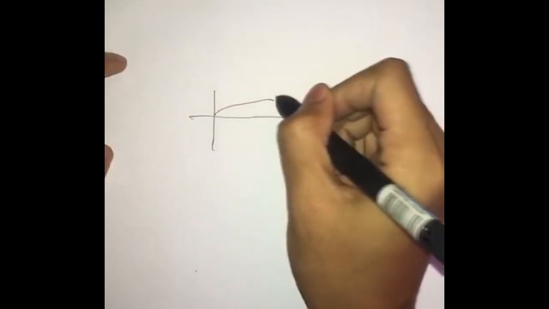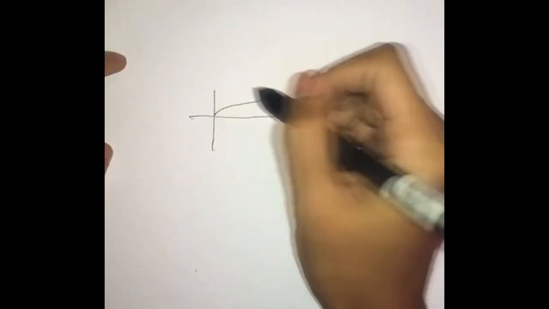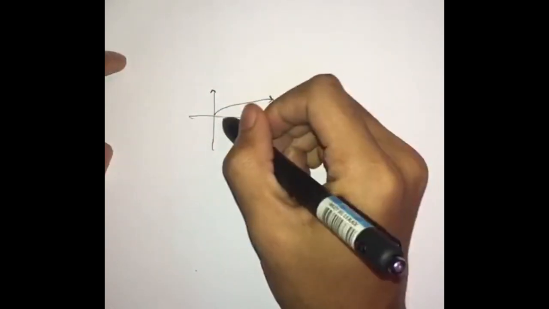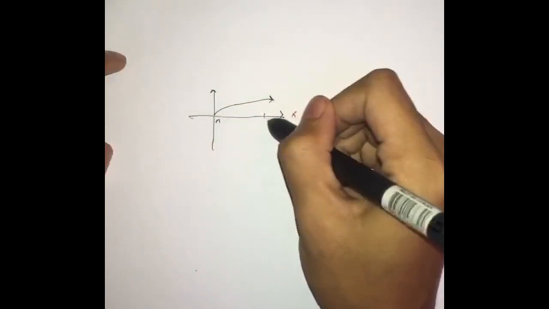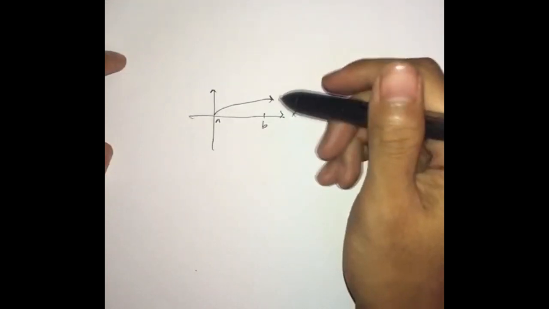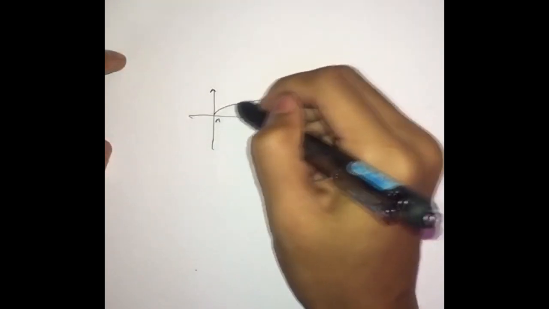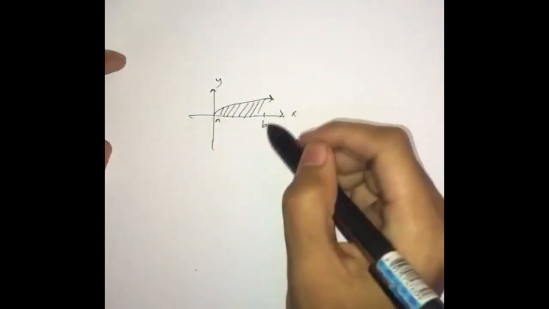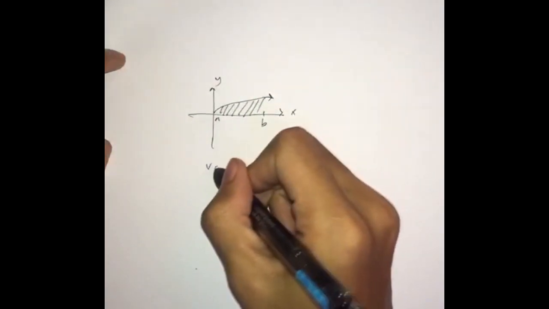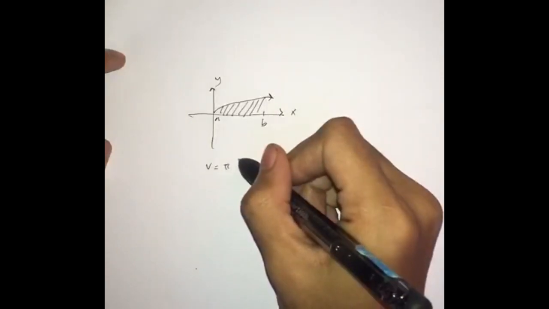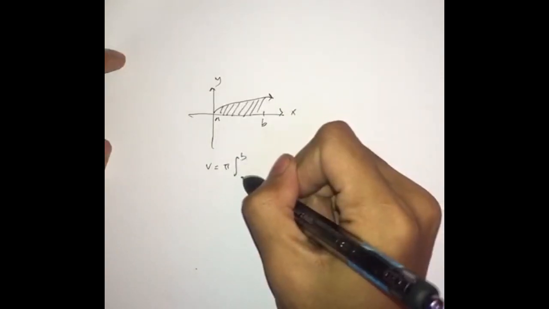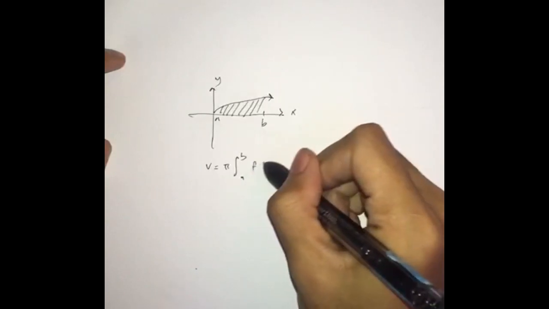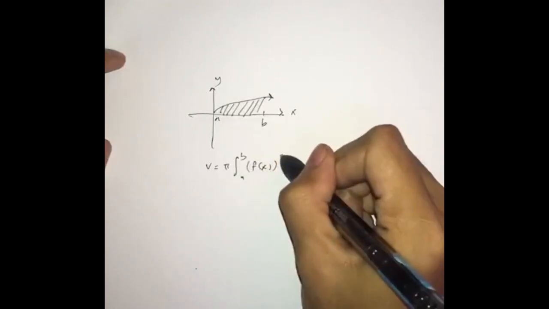There are two cases. The first case is when the curve moves around the x-axis. The points will be A and B, and the shaded area will be here. So the volume will be pi integrate B and A f(x) squared dx.